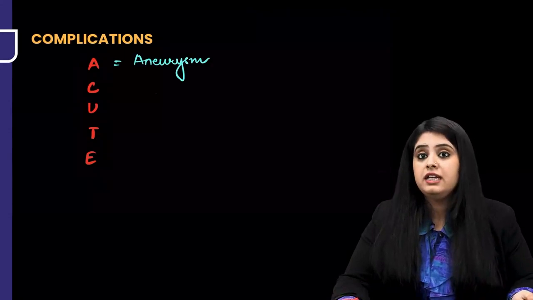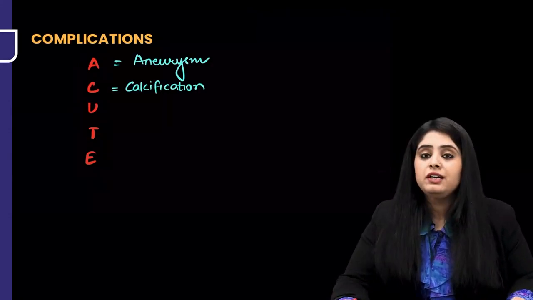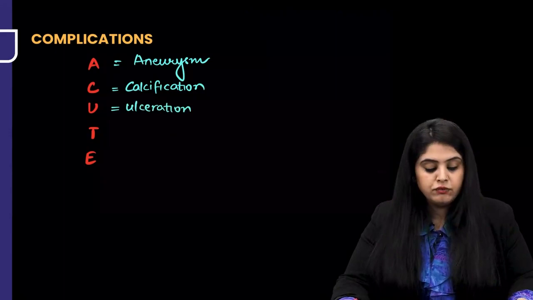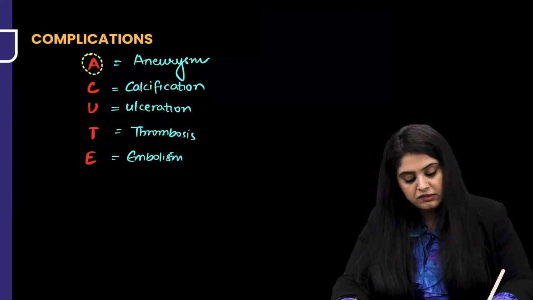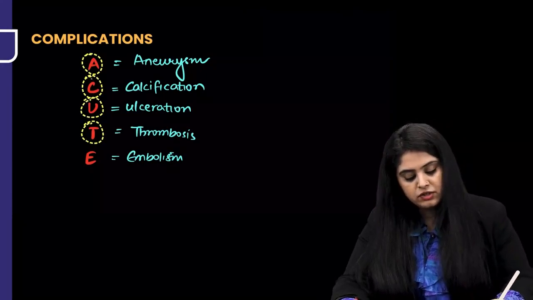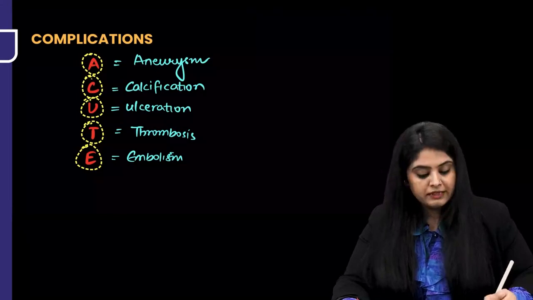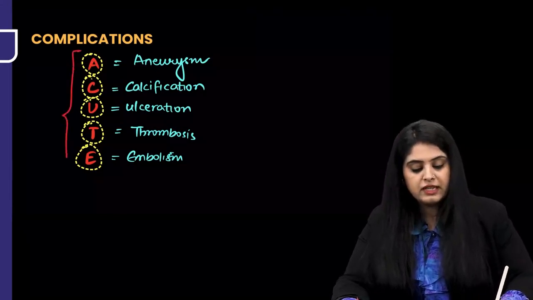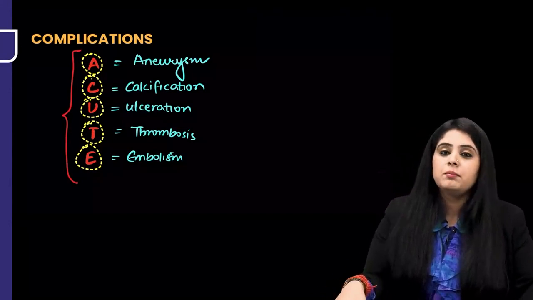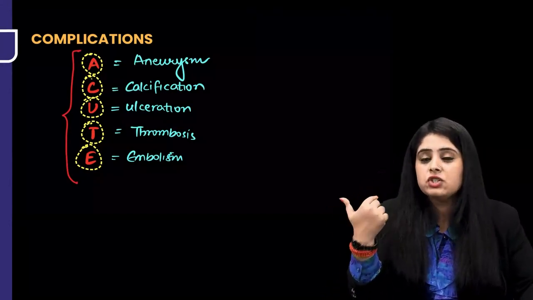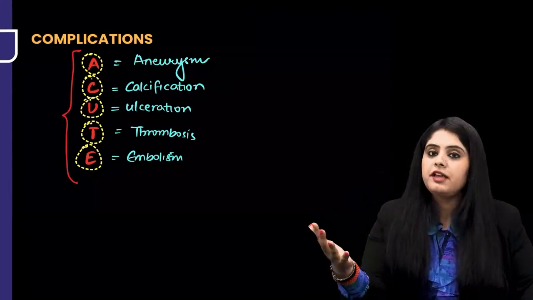Number 1, A for aneurysm can happen. C for calcification. U for ulceration, and T and E for thrombosis and embolism. Repeating, aneurysm, calcification, ulceration, thrombosis, embolism. These are the acute complications that can happen in atherosclerosis. Okay, the acute complications of atherosclerosis are aneurysm, calcification, ulceration, thrombosis, embolism.